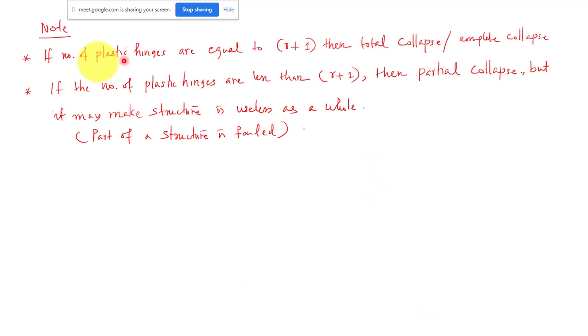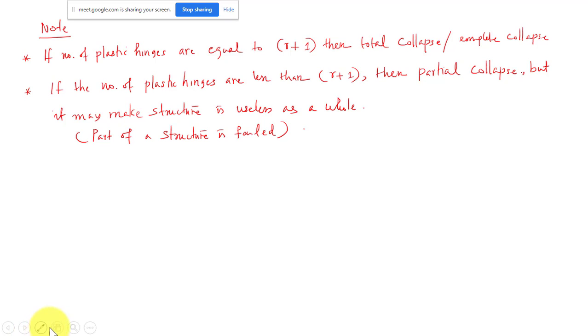If the number of plastic hinges is equal to r plus 1, then what does it indicate? Total collapse, the complete structure has collapsed. If the number of plastic hinges is less than r plus 1, then there may not be a total collapse, but there may be a partial collapse of the structure. A part of the structure may collapse, but it may make the structure useless as a whole. That is what I was saying.